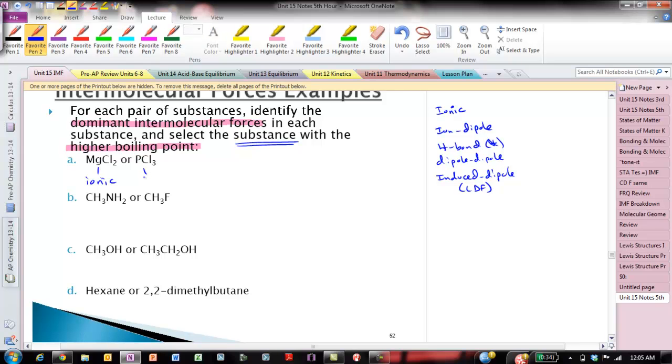Okay, and then we have this is covalent for sure, right? But that is an intramolecular force, so that doesn't help us on boiling point. So we've got to look at it. PCl3. Okay, to figure intermolecular, we've got to look at more than one of them.